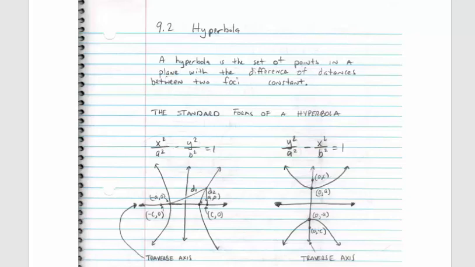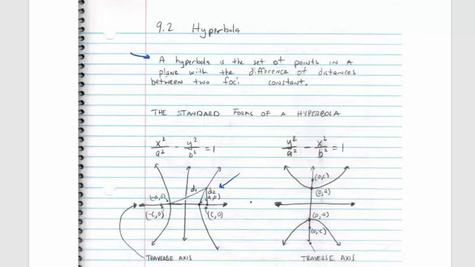Alright, we're going to take a look at section 9.2, the hyperbola. A hyperbola is the set of points in a plane with the difference of distances between the foci constant. Now remember, in an ellipse we had two foci, but in an ellipse it was the sum of those distances that was constant. Now it's the difference.